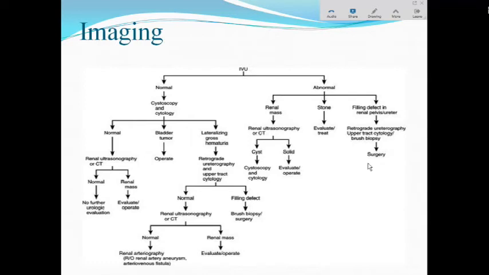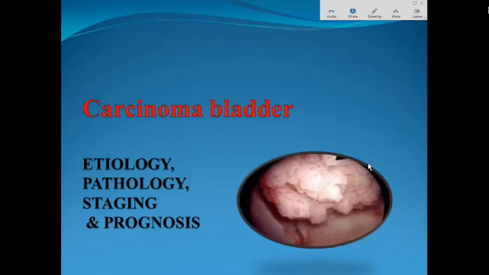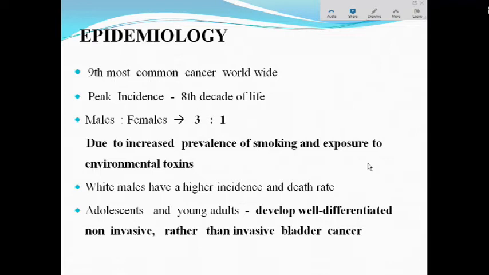If IVU shows any abnormal renal mass, do a CT. If it is a cyst or a solid mass, then you have to evaluate accordingly and proceed with management. Now the most important part is carcinoma bladder. Basically we will discuss etiology, staging, and prognosis of carcinoma bladder. It is the 9th most common cancer worldwide. Peak incidence is in the 7th to 8th decade of life, more commonly in males. Why? Because of more exposure to smoking and environmental toxins.